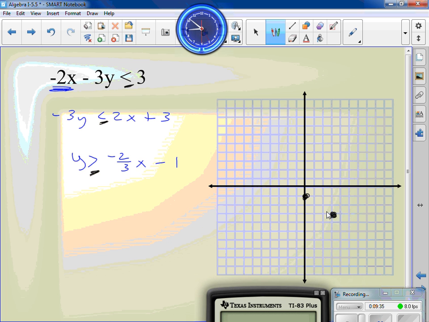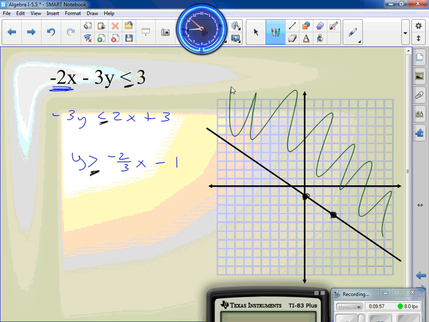Now I changed it. What type of line should we have? Solid. Why? Because it's equal to, now my line will be solid. Greater than, does that shade above it or below it? Above it. So I'm going to shade above. Now, you don't have to go color crazy and color every little square in. If you want to, go right ahead.